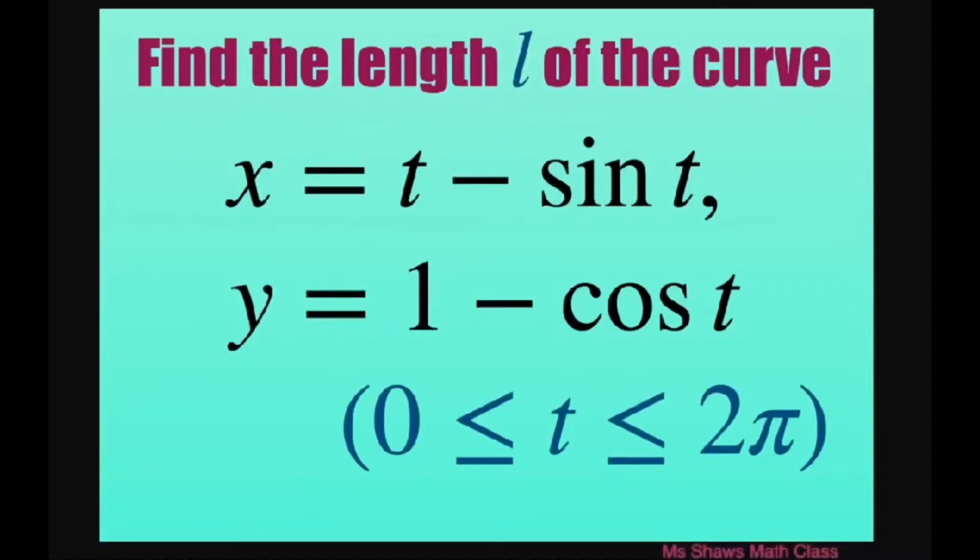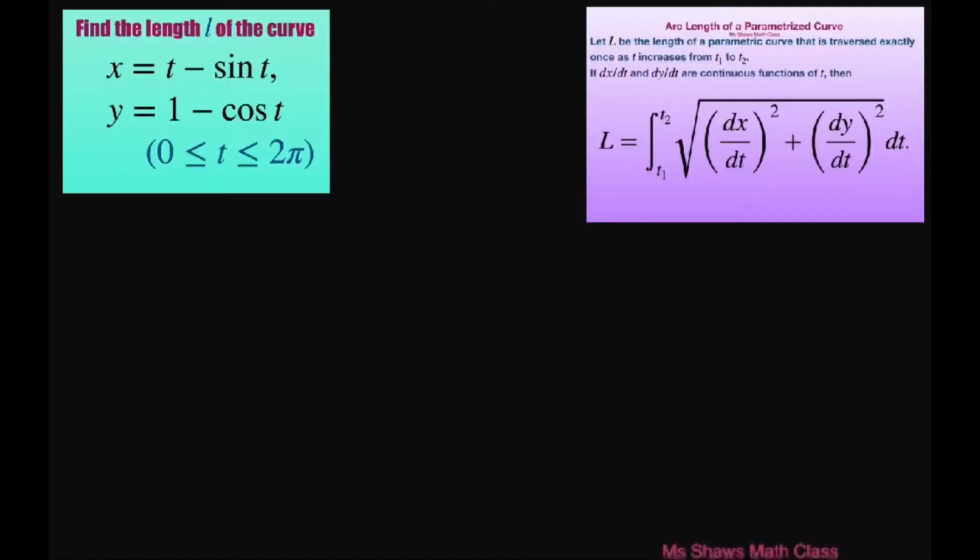Everyone, we're going to find the length of the curve for x equals t minus sine of t and y equals 1 minus cosine of t. And this is over the interval 0 to 2 pi for t. Alright, so we're going to use this formula here, and we're going to set it up as our length equals the integral, where t1 is going to be 0 and t2 is 2 pi.